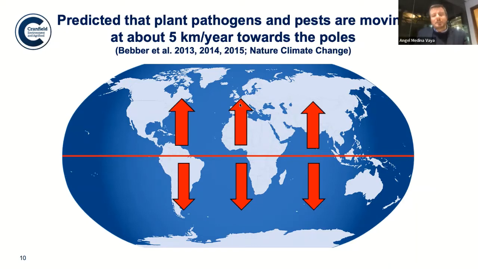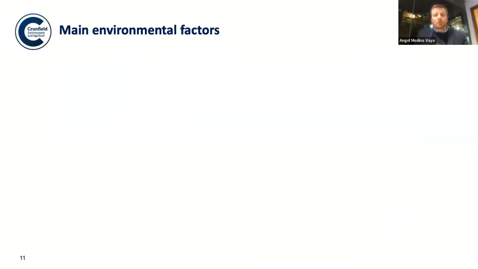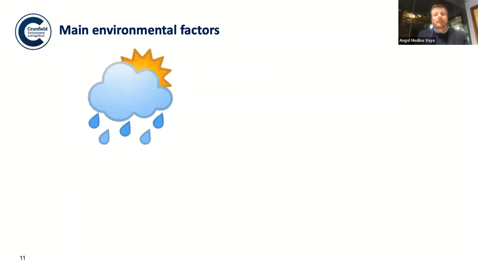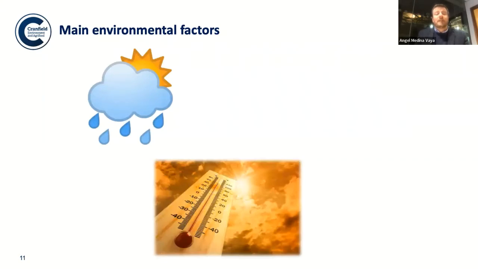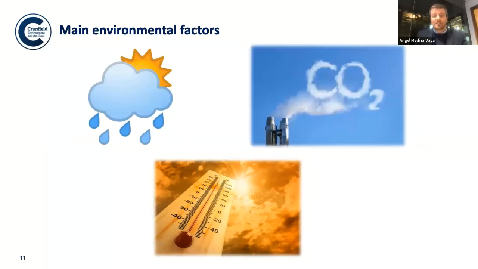So, making a little bit of a recap of all these things that we've said about climate change, and to make it easier for the presentation, we are going to say that there are three main factors that we are going to consider in the talk today. One is the rain, how much rain we have, and I also put the sun there because of drought. Then there is an increase in temperature, and there is an increase in the CO2 that we have in the atmosphere.